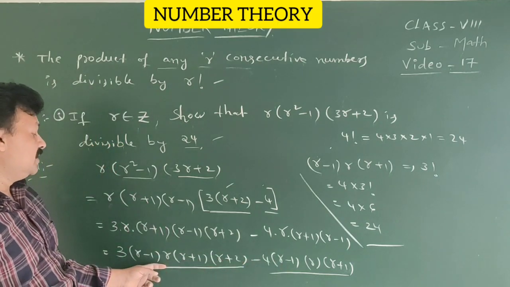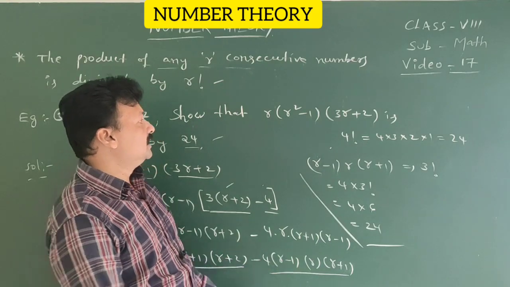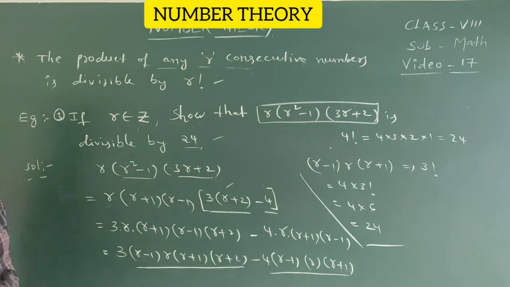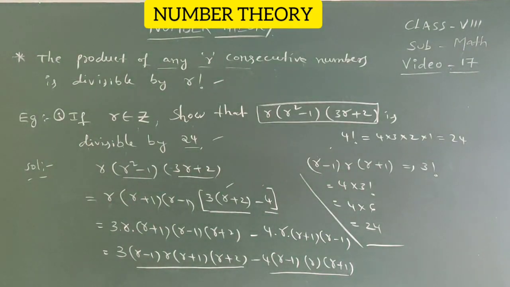The first part is divisible by 24, and the second part is as well divisible by 24. That's why the given result, r into r square minus 1 into 3r plus 2, is also divisible by 24. Most important result: the product of any r consecutive numbers is divisible by r factorial.